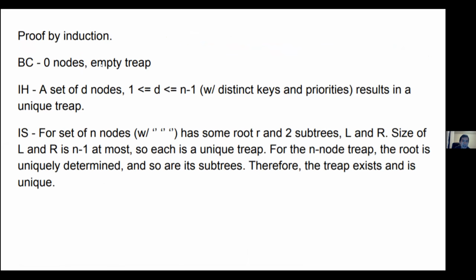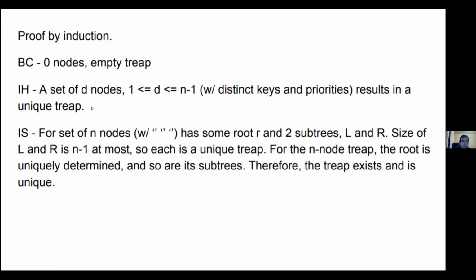The base case is if it's an empty tree, by default it's unique because it's empty. And the base case should also include the one node case. I'll add that into the slides. If it's only one node, then there's only one possible tree, because it's just this one node. So the induction hypothesis we're going to use is that for any set of D nodes with distinct keys and priorities, where D is between 1 and n-1, it results in a unique tree.